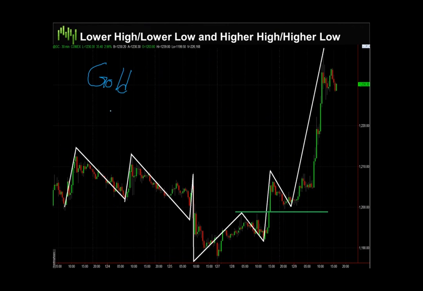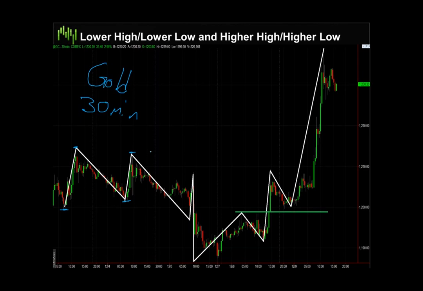This is intraday on a 30-minute price chart. So for those of you that are day traders, and you were trying to find where's the market going today, or where's it going tomorrow, well, this is on a 30-minute chart. So here we have a low and a high, and we have a higher low and a lower high. So what does that mean?